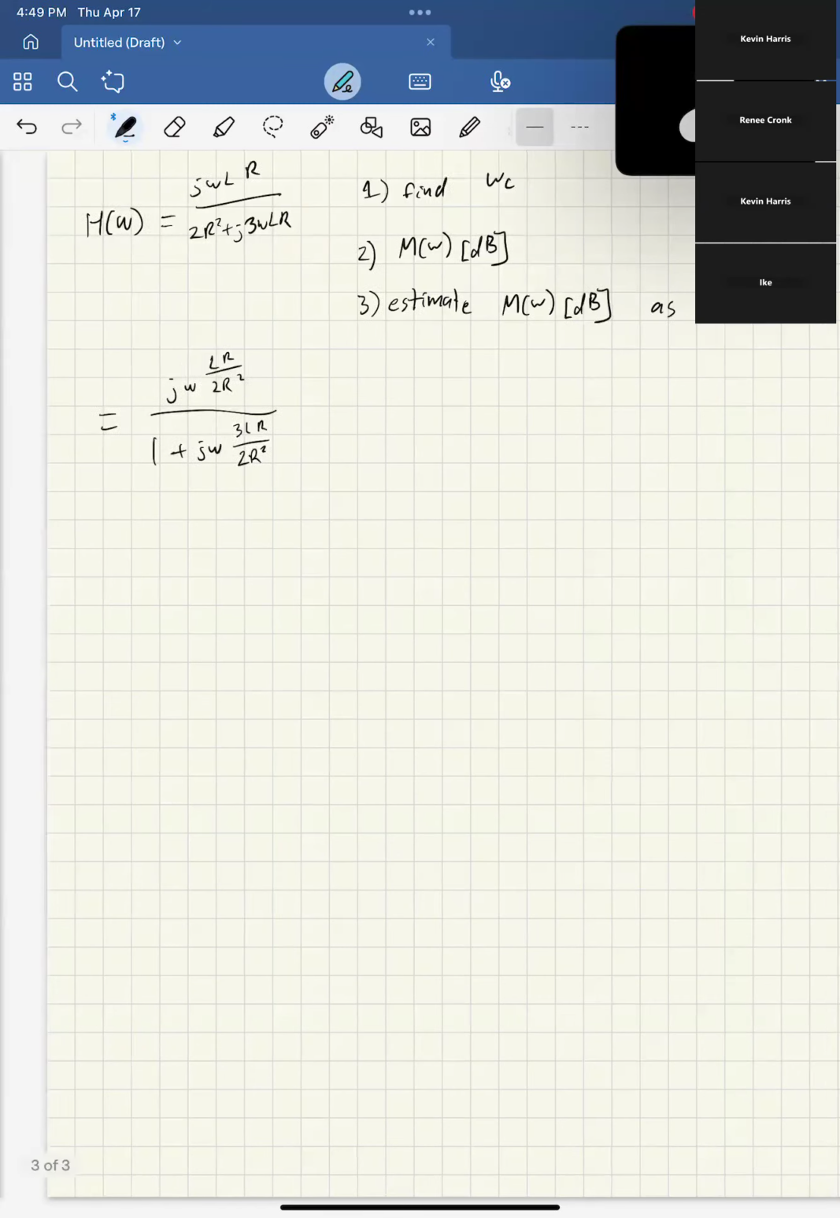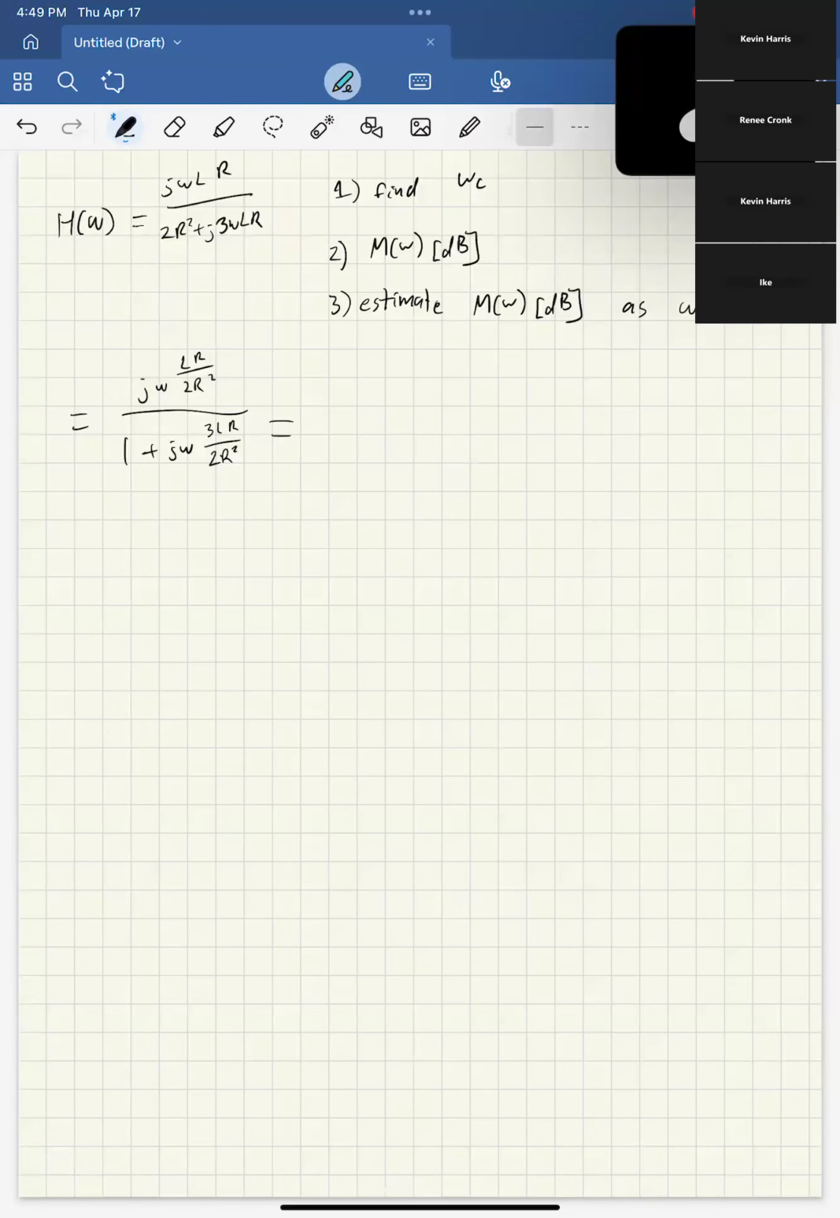And then if we do a little bit more simplification, you get j omega over, this R cancels, that cancels, so you'd have 2R over L. And then on the bottom, you have 1 plus j omega over, this cancels with this, and you're left with 2R over 3L. You see?